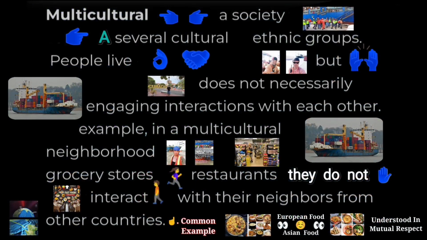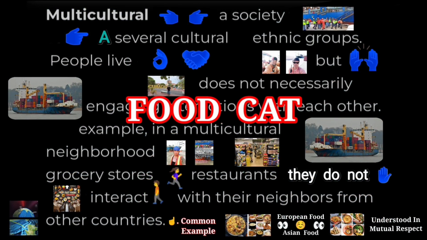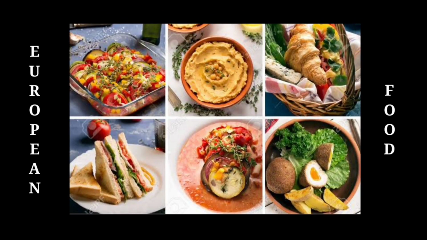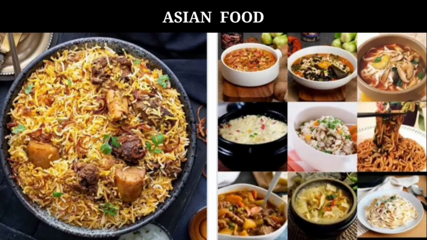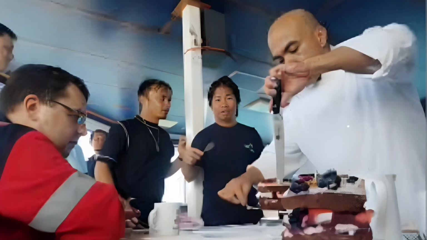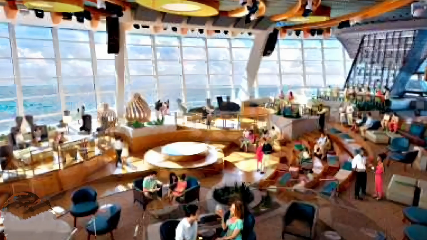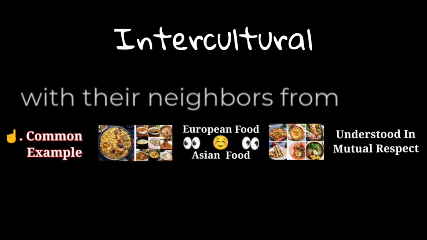Another example of multicultural is the food category. European food and Asian food are served in a multicultural neighborhood, but they don't interact with each other. In the group of a society, the people live in a way that is understood as mutual respect. Then there is intercultural.